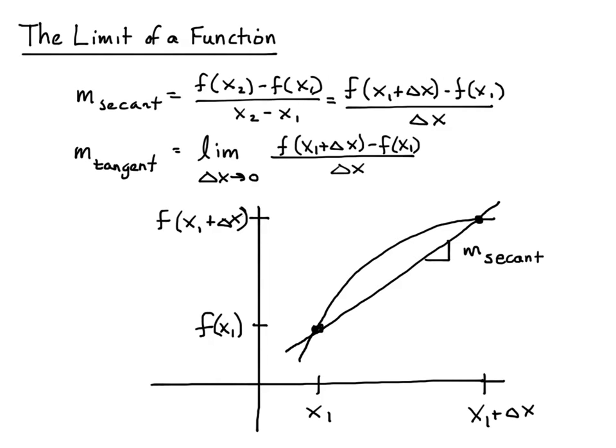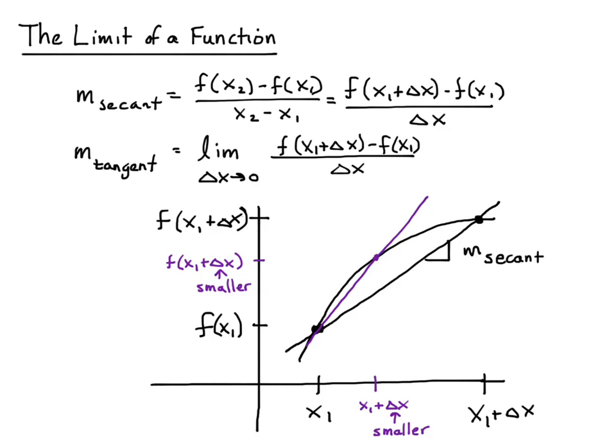And so what we're going to do is make this delta x smaller. In other words, I'm going to bring this point closer to x1 because my delta x is getting smaller. As it gets smaller, you can see what happens to the slope of that secant. It's now a little bit larger for this curve.